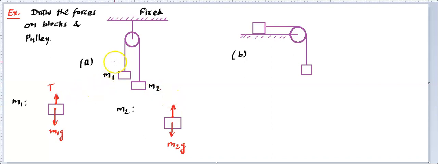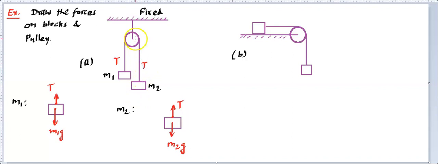Now we have called this string tension T at this point. You will find that this is the same string that's passing over the pulley. At all points the tension remains the same, so you will find this is also going to be the same T. So this becomes the diagram that shows forces for m2. Similarly, we can say this is the T now.